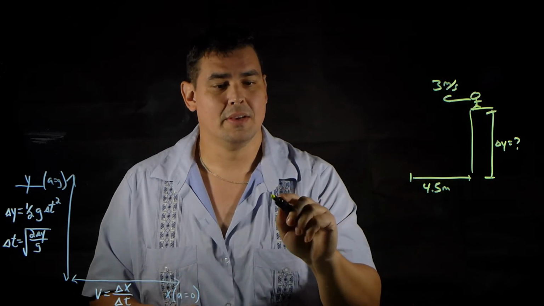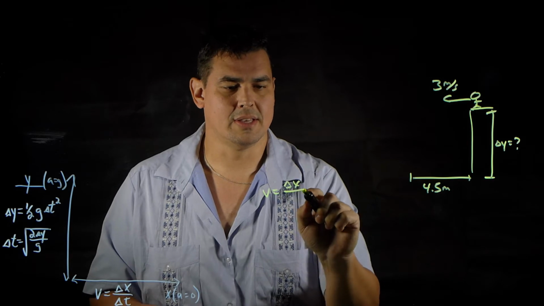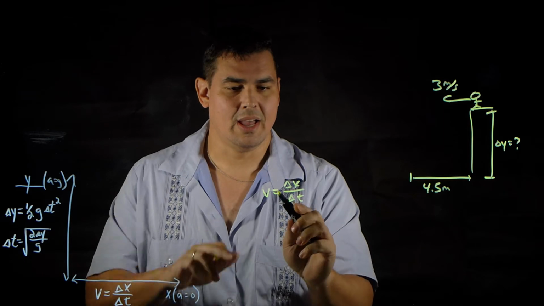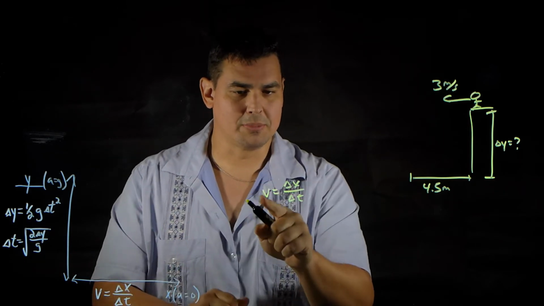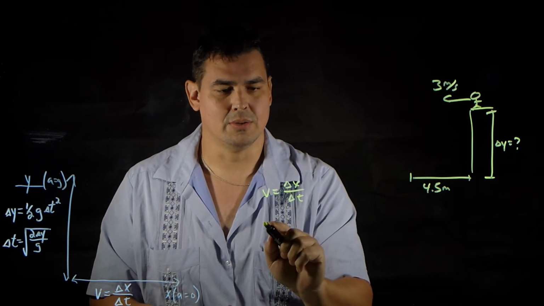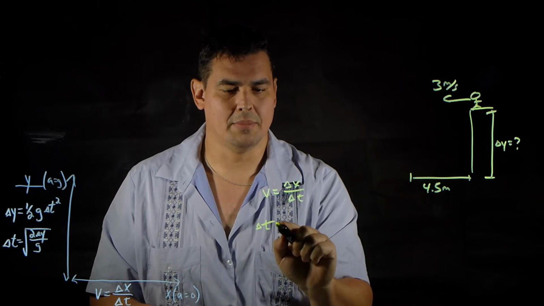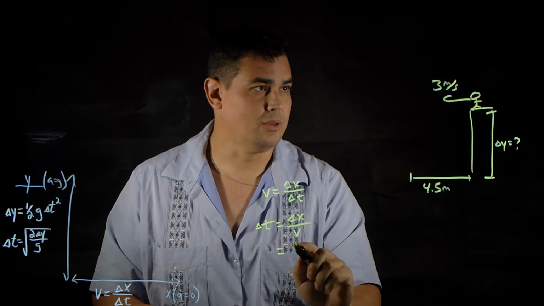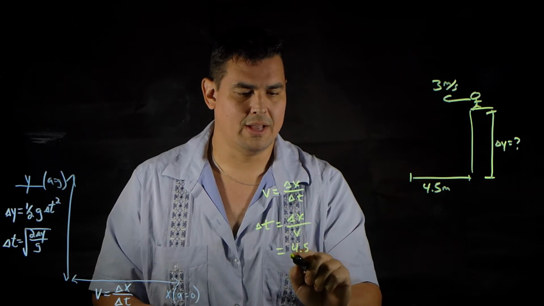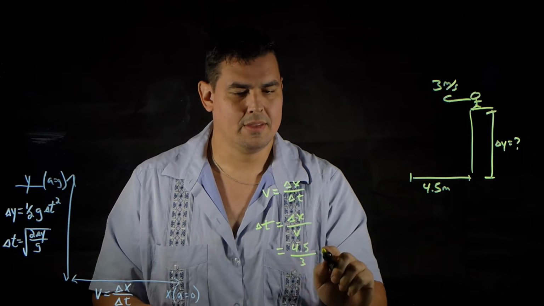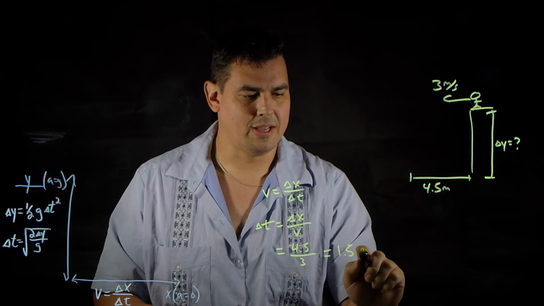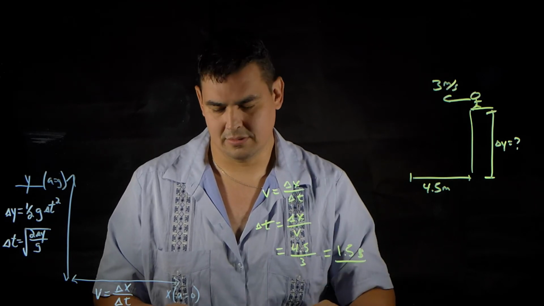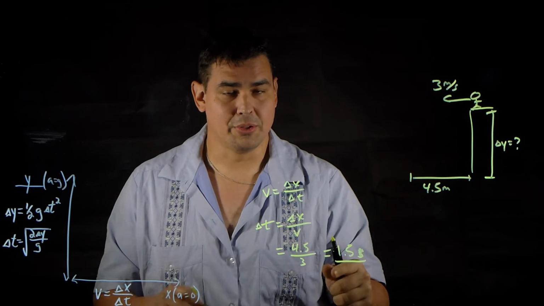the time. If velocity is delta x over delta t, and I want to solve for delta t, I can switch these two, because it's the same as multiplying over and then dividing. So the time is going to be equal to delta x over velocity. That's going to be equal to 4.5 over 3, and that comes out to 1.5 seconds. That's ugly, right? Okay, so now we know the time.